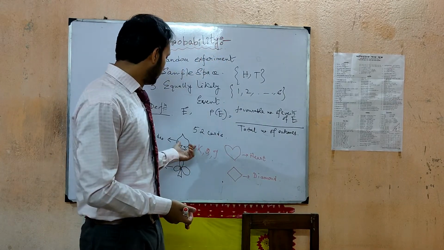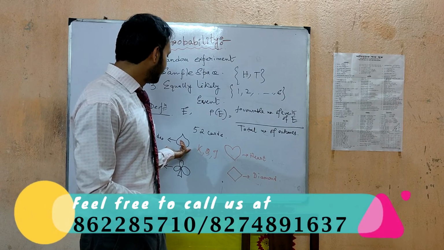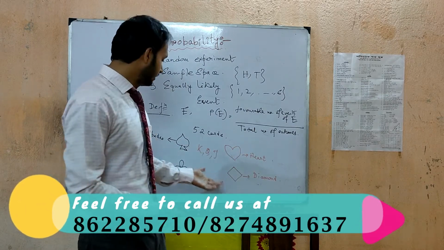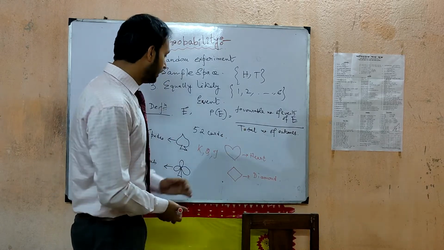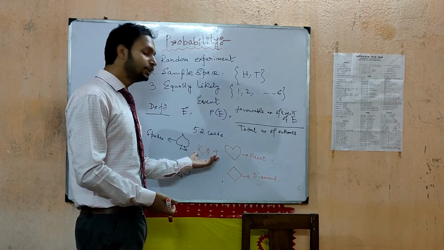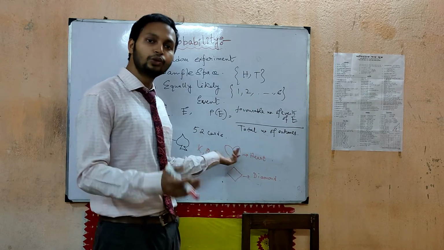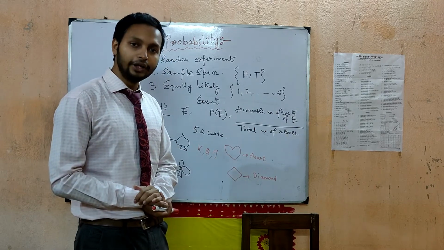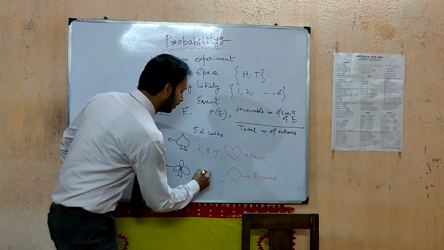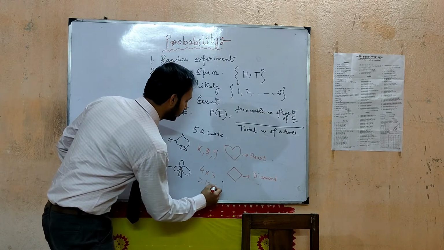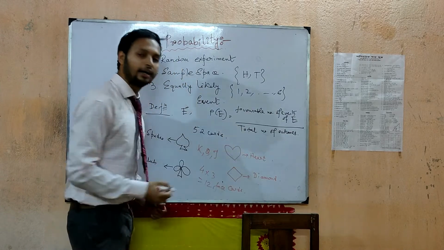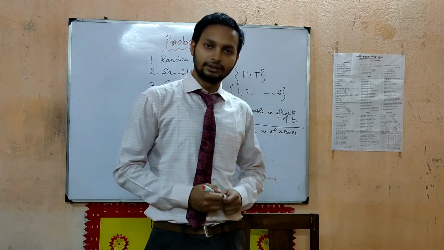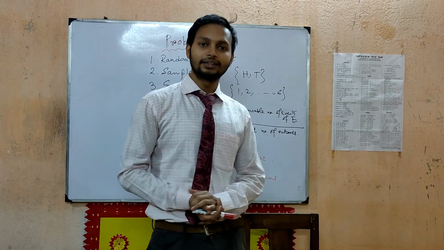So in spades there are king, queen and jack. In club also, in heart also, in diamond also. So each one of the suits contains 3 face cards. So 4 suits will contain 4 into 3, that is 12 face cards out of 52 cards.